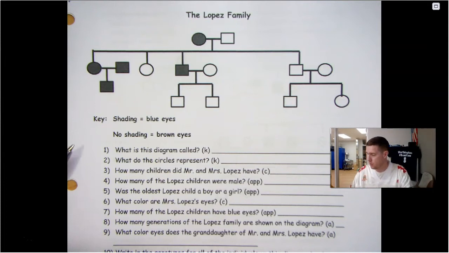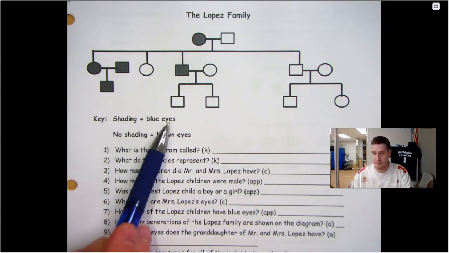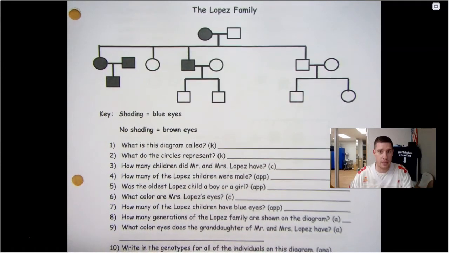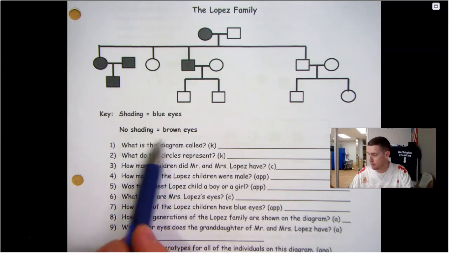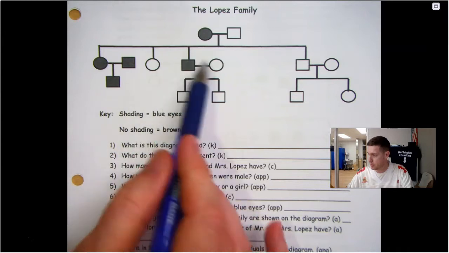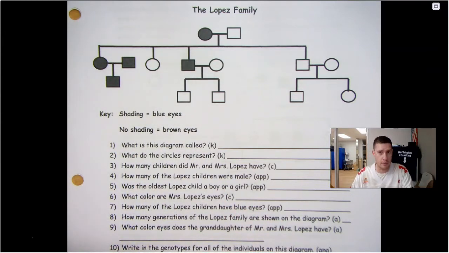A couple things to note here. A shaded shape, be it a circle or a square, means that person in that family has blue eyes. So that is a phenotype. Blue eyes is a phenotype, and the shaded shapes have them. The folks that do not have any shade in their shapes have brown eyes, so their phenotype is brown eyes. For the sake of tracing this one trait, when we need to write down genotypes, we're going to use the letter B.